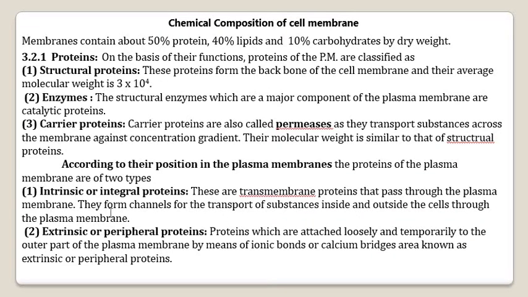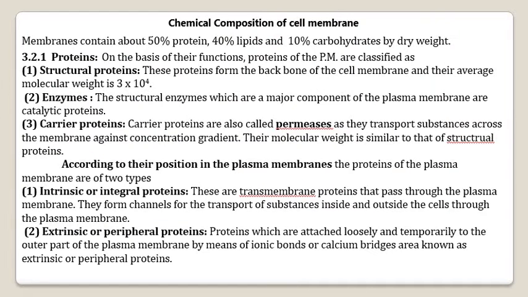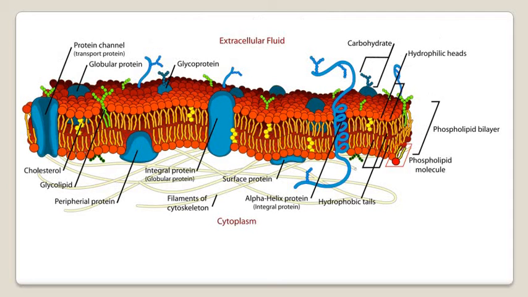And the integral proteins are found to be present across the membrane, embedded into the membrane, so they are very difficult to dissociate. Okay, so what we have studied right now is the chemical composition of the cell membrane, right? In that, the classification of proteins on the basis of their function as well as on the basis of their position in the plasma membrane, right?